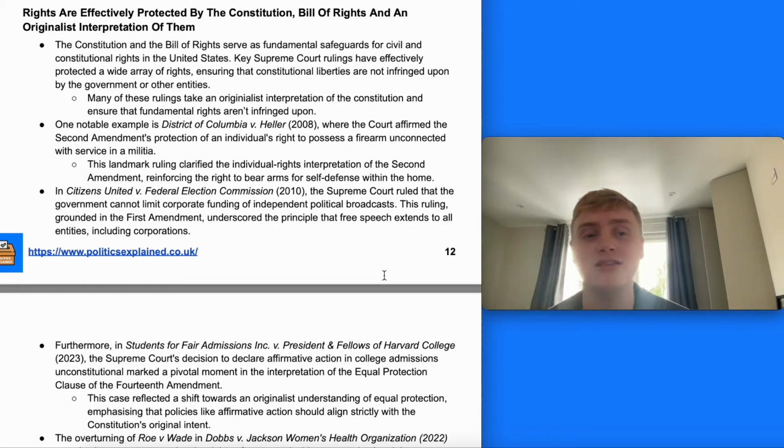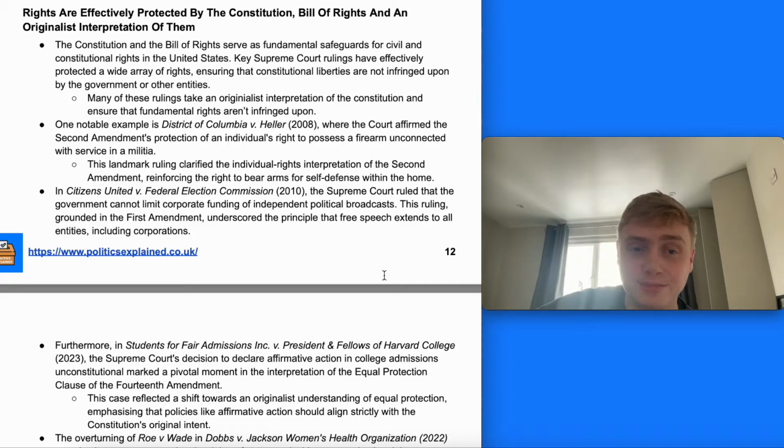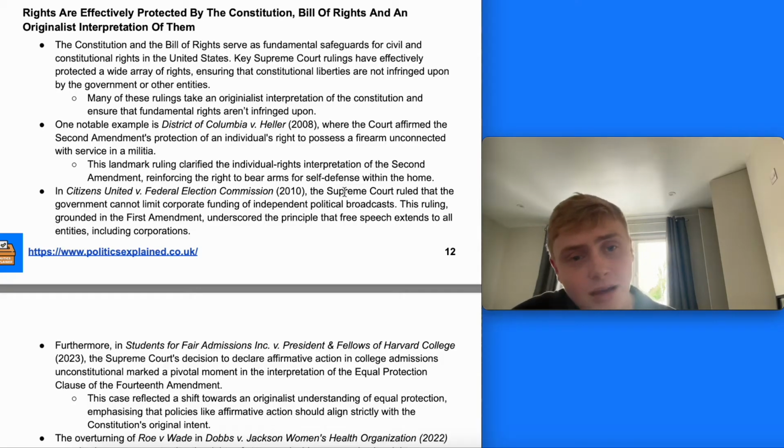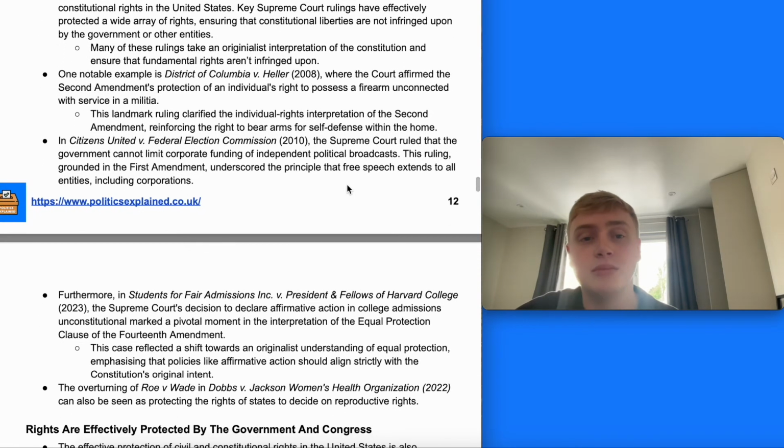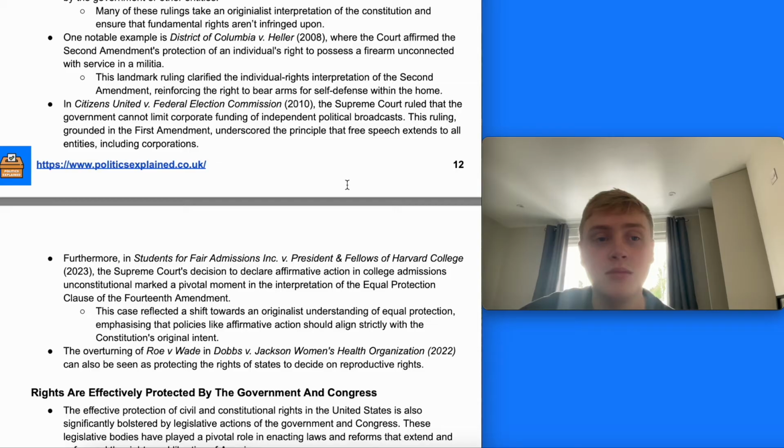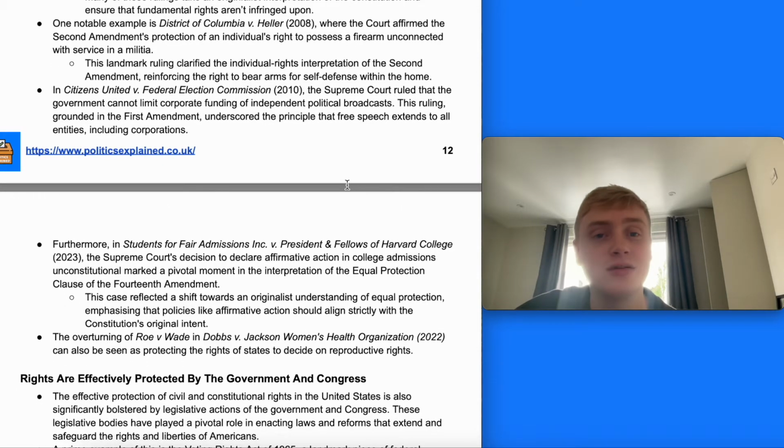And many of these rulings take an originalist interpretation of the Constitution, ensuring that fundamental rights aren't infringed upon and continue to be protected. This can be seen in the Second Amendment in District of Columbia versus Heller, where the court affirms the Second Amendment's protection of an individual's right to possess a firearm, unconnected with service in a militia. And this clarified an individual's rights interpretation of the Second Amendment, reinforcing the right to bear arms for self-defense within the home.